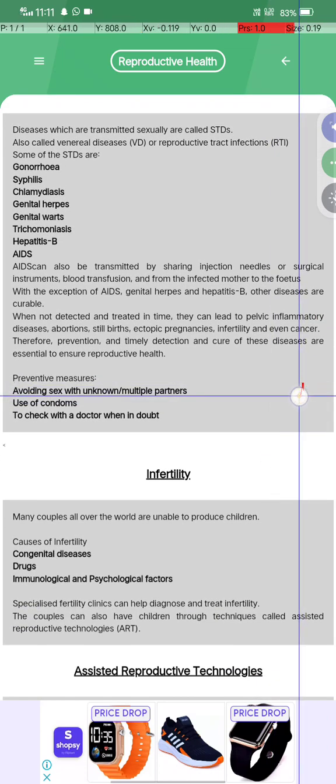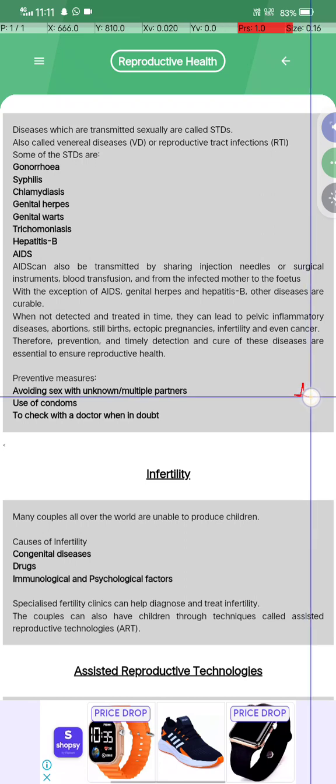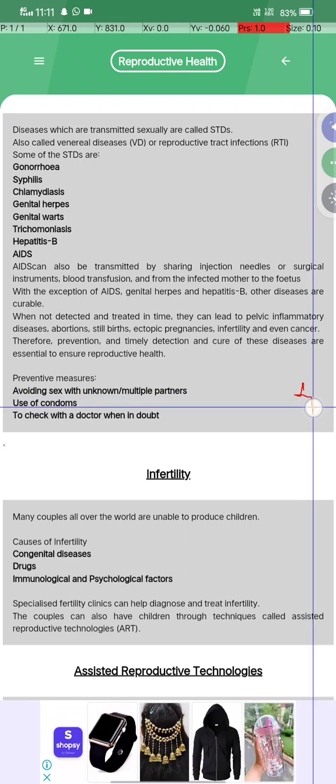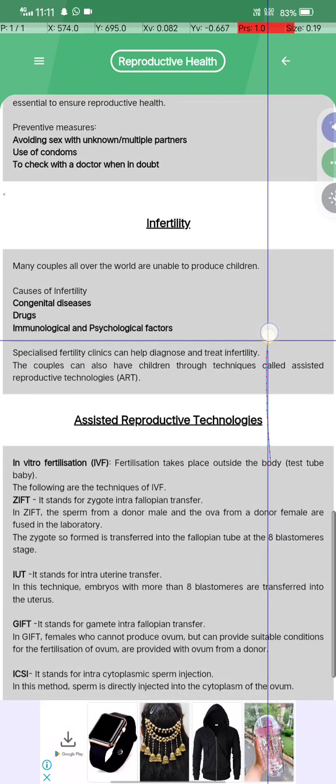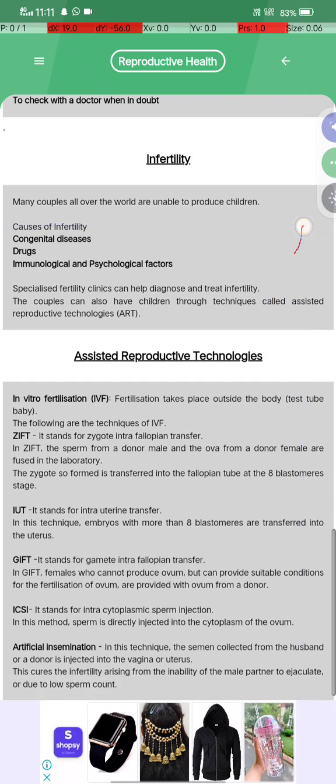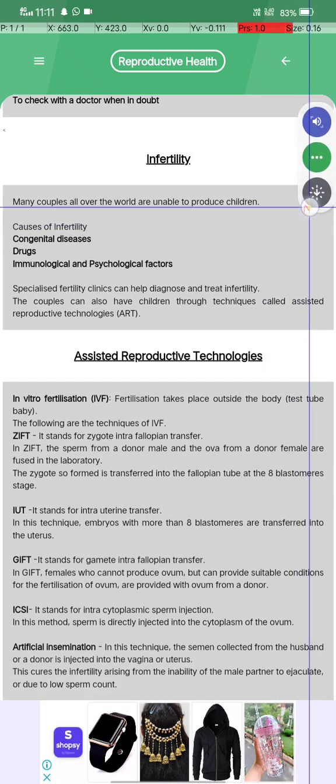Prevention measures: avoiding sex with unknown persons or multiple partners, use of condoms, and checking with a doctor when in doubt. Infertility: many couples all over the world are unable to produce a child.